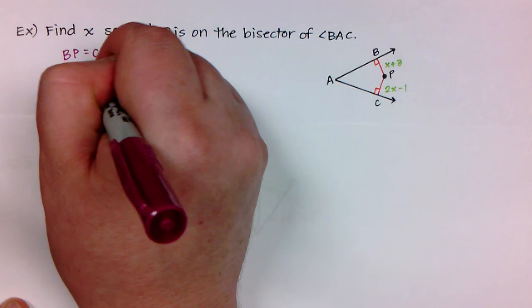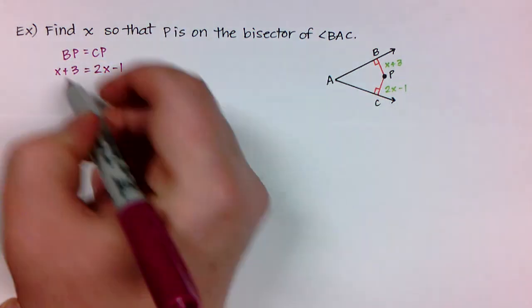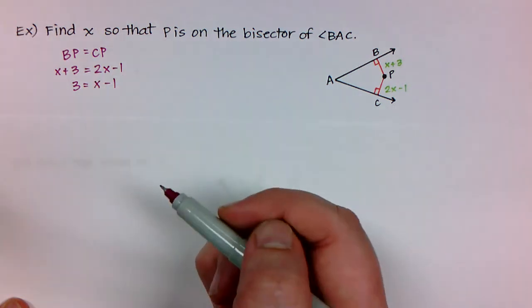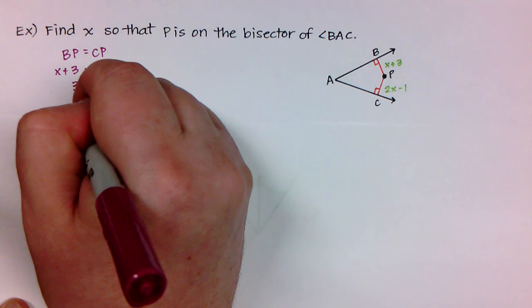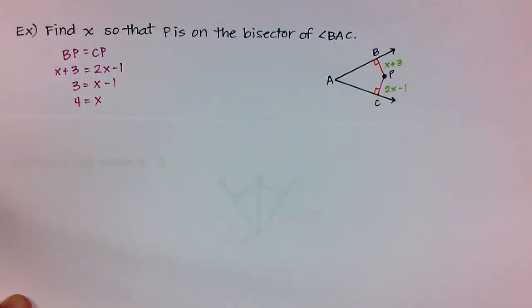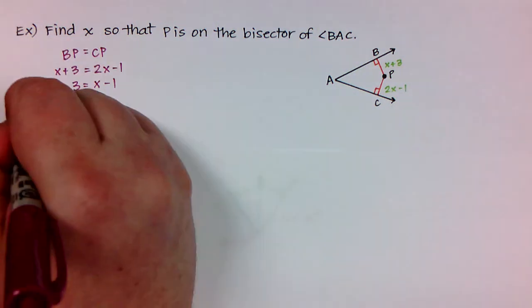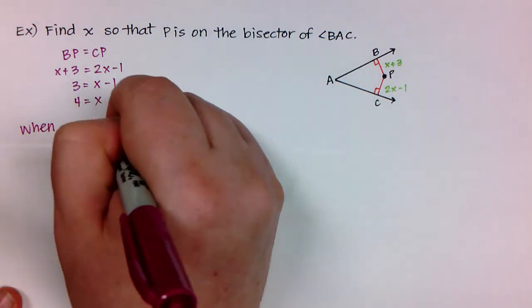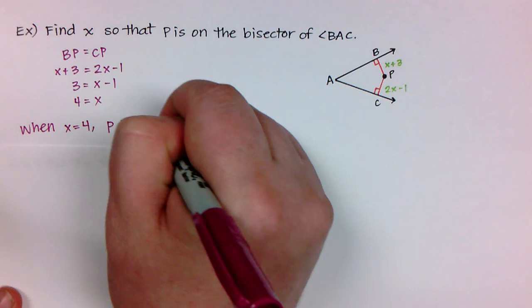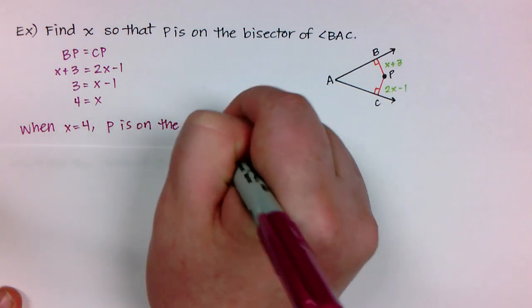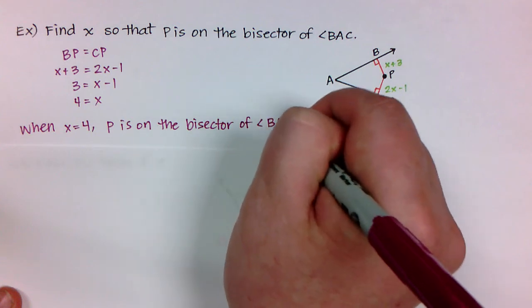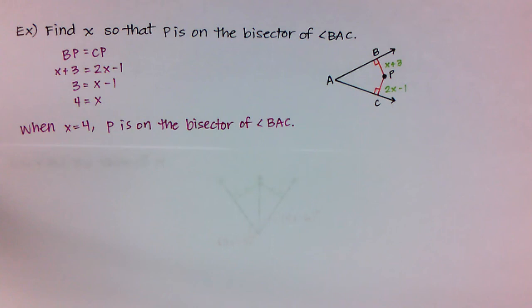So I just need to find out what x would be for this to be true. So x plus 3 is equal to 2x minus 1. If I subtract x on both sides, I'm left with x minus 1 there. And now if I add 1 to the other side, I have x needs to be equal to 4. So if I was going to write this as my answer, I would say when x equals 4, P is on the bisector of angle BAC. But that's the only time that that would actually work.